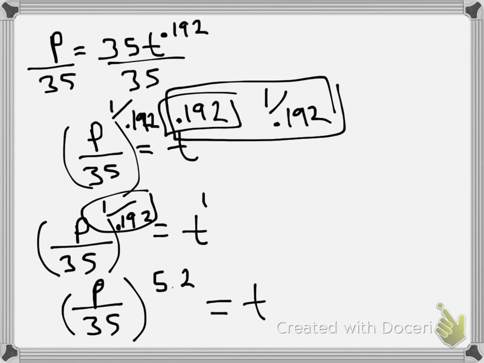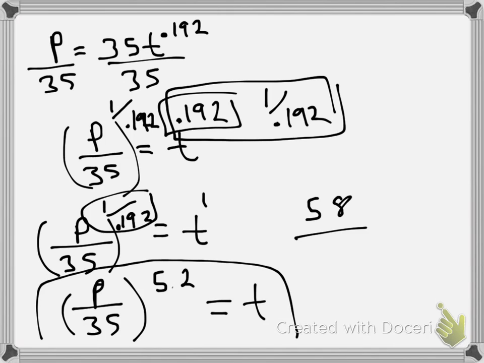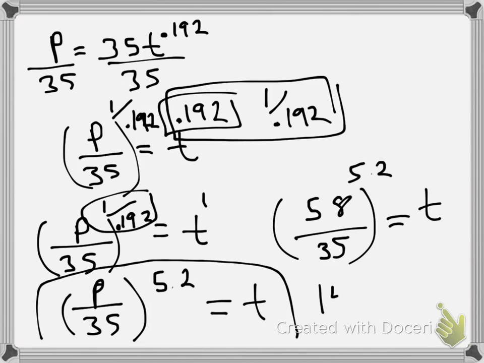Example number 7 is a build off of this example number 6. It wants you to use this inverse power model that we just found to predict the year when the average ticket price will reach $58. So now, instead of having to solve for P from your original equation, you can use this inverse and just plug in 58 for P, raise it to the 5.2 power, and that will give you your time. And in solving that out, you're going to get 14 is equal to t.